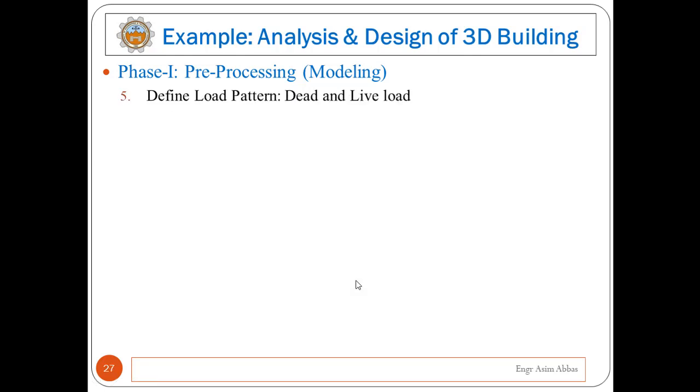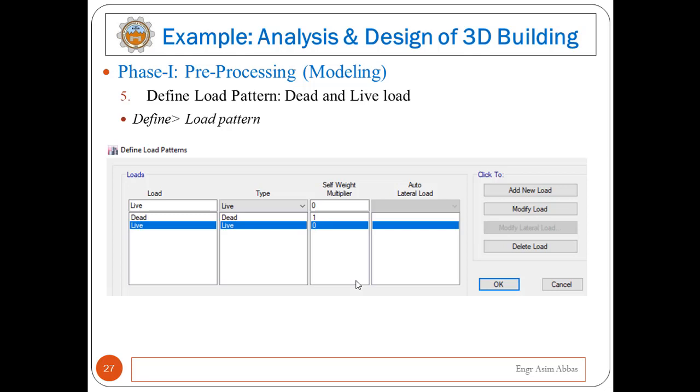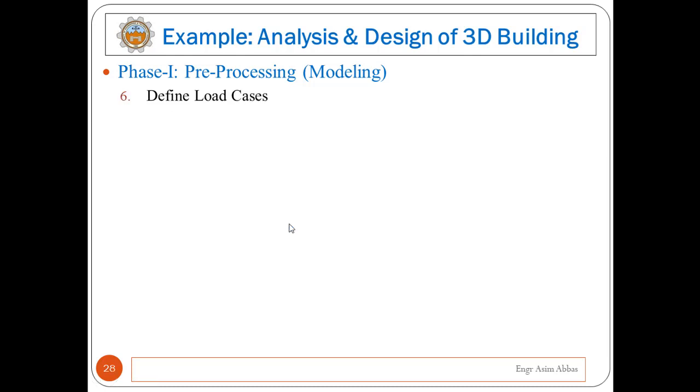Step 5 is to define a load pattern where I will define dead and live load, right? For that, go to Define, then click on Load Patterns. This window will appear where I will enter dead and live load patterns, right? So for dead load, the self weight multiplier is equal to 1, and for live load, the self weight multiplier is equal to 0.